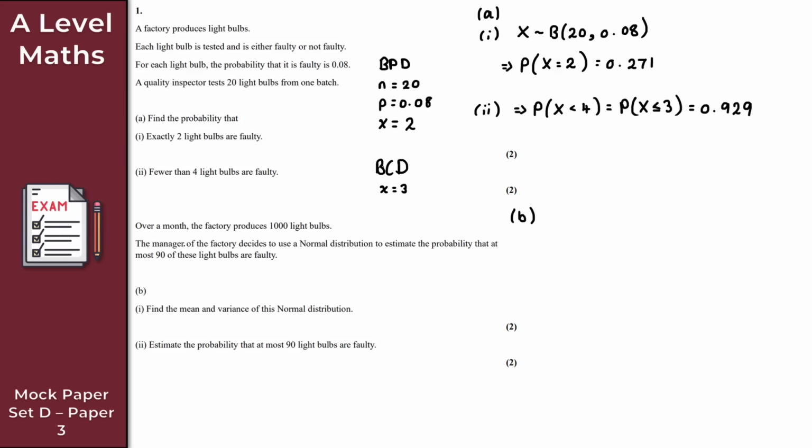So it says, over a month, the factory produces 1,000 light bulbs. Good work, team. The manager of the factory decides to use a normal distribution to estimate the probability that at most 90 of these light bulbs are faulty. So I've got 2 different parts here for B as well, B part 1 and B part 2. So for B part 1 then, it just says find the mean and variance of this normal distribution.